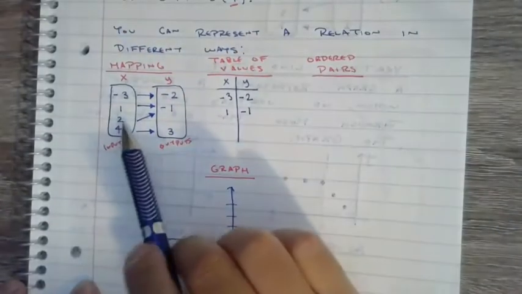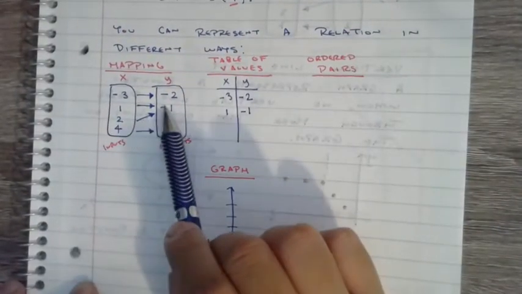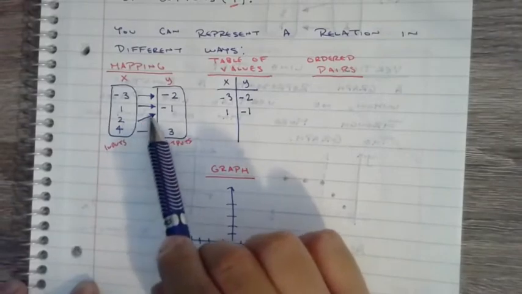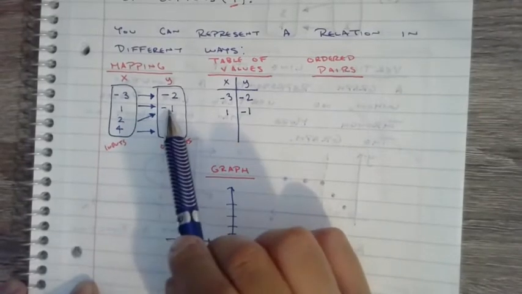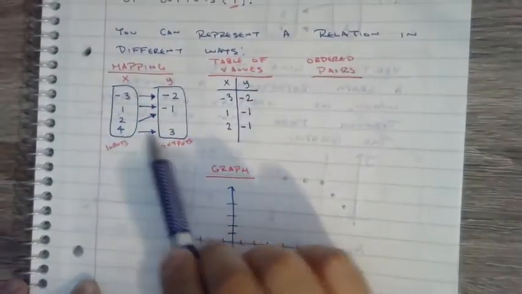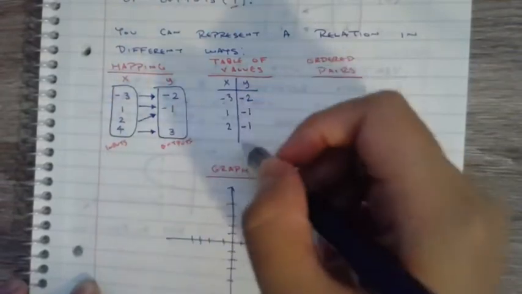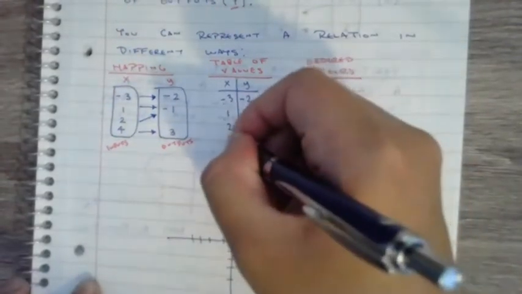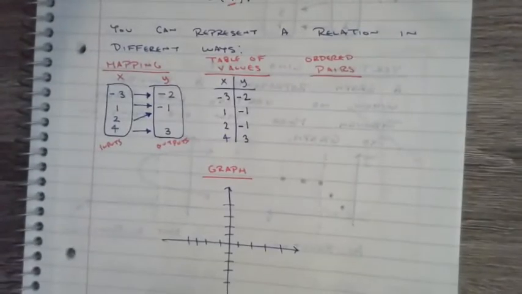Now let's look at our 2. Our 2 is pointing to a -1. Remember, you just follow the arrow and see what it's pointing to. So your 2 is your x and your -1 is a y. So put 2 and -1. And last but not least, your 4 is pointing to a 3. Remember, your 4 is an x and a 3 is your y. And that's how you can make a table of values out of a mapping. Okay? Let's continue from there.